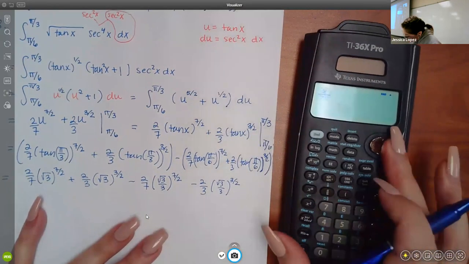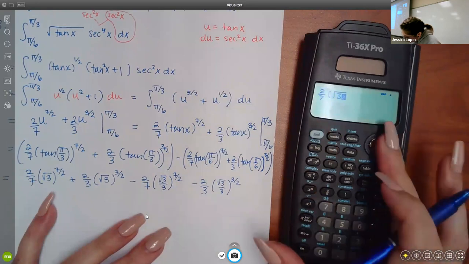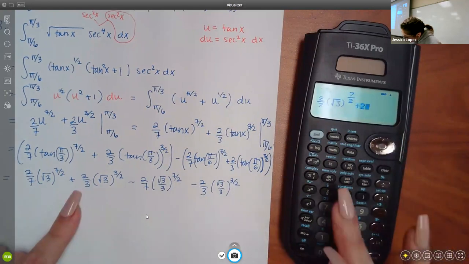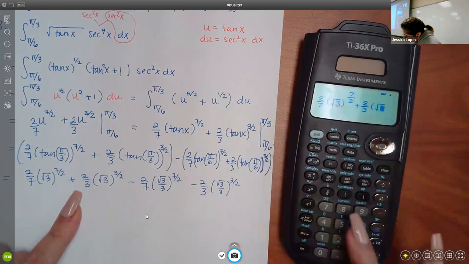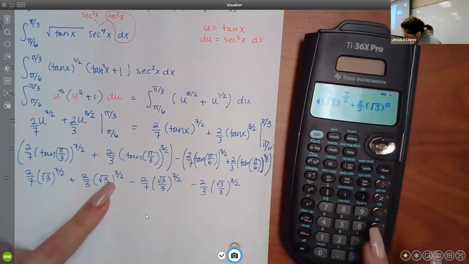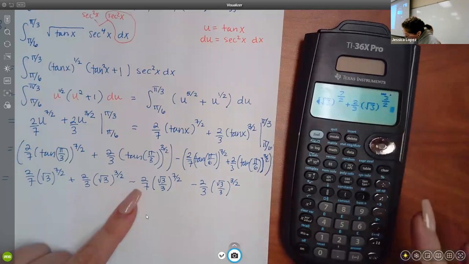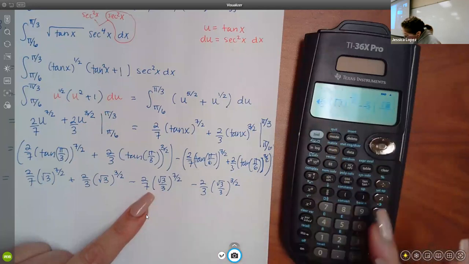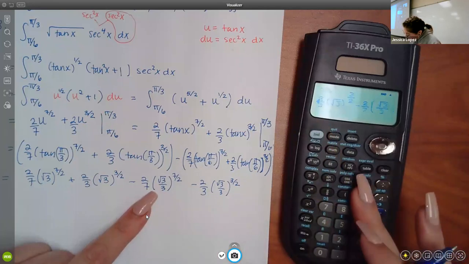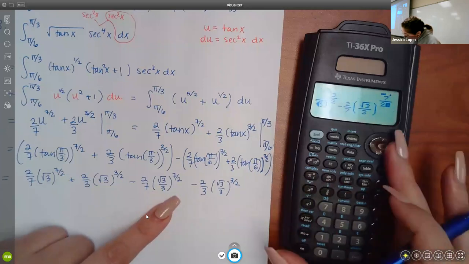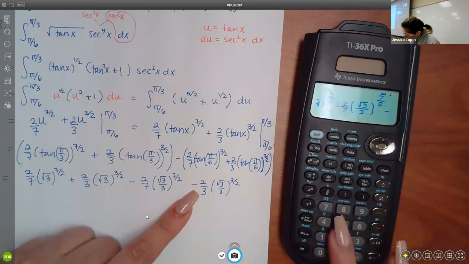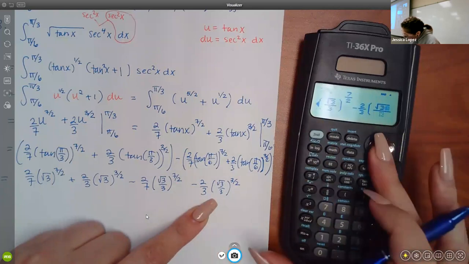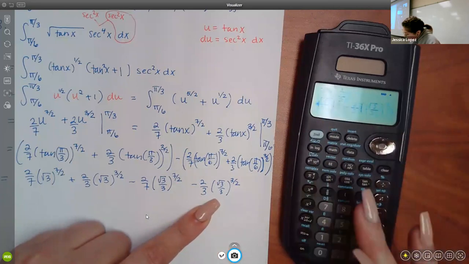2 over 7, square root of 3, 7 halves, plus 2 over 3, square root of 3, raised to 3 halves, minus 2 over 7, fraction, square root of 3, over 3, raised to the 7 halves, and minus 2 over 3, parentheses, fraction, square root of 3, raised, oh, nope, it doesn't like it.